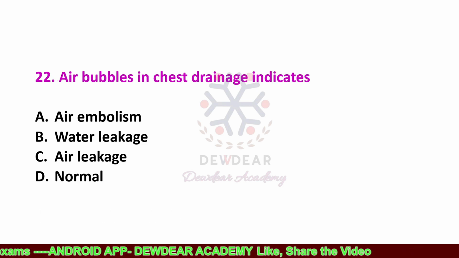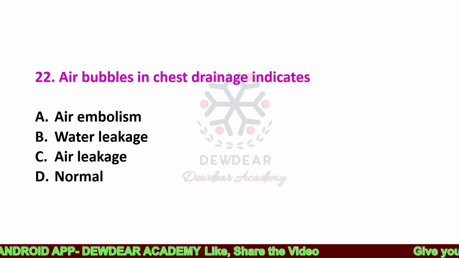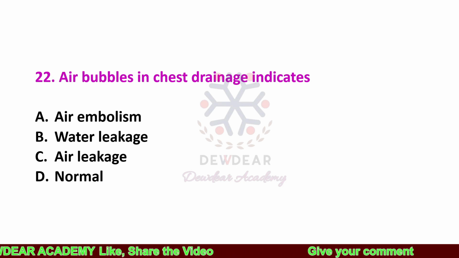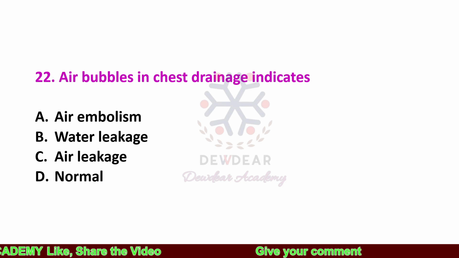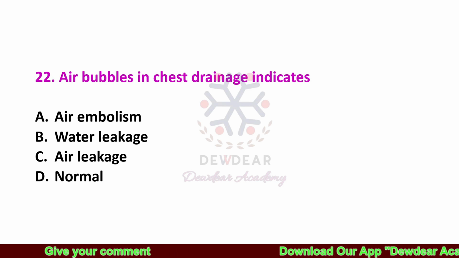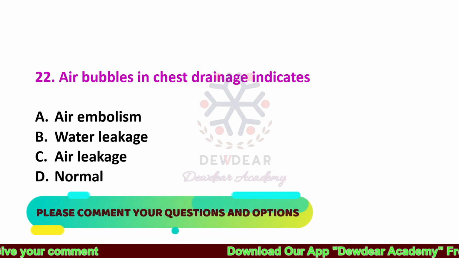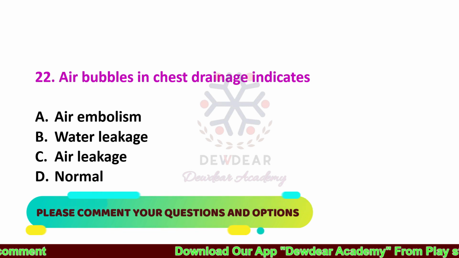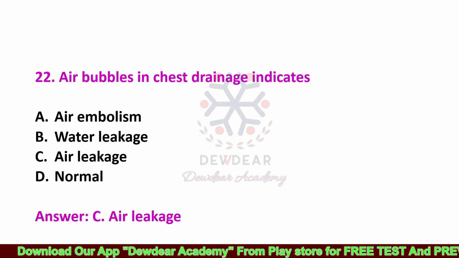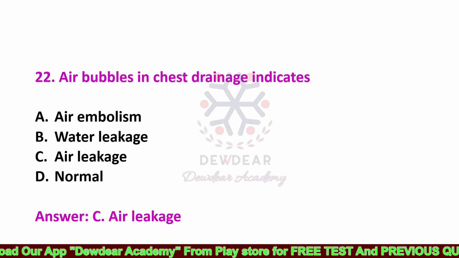Now question number 22. Air bubbles in chest drainage indicates. Options are air embolism, water leakage, air leakage, normal. So here the correct answer is, if there are air bubbles in chest drainage, it is indicating air leakage. Option C is the correct answer, air leakage.